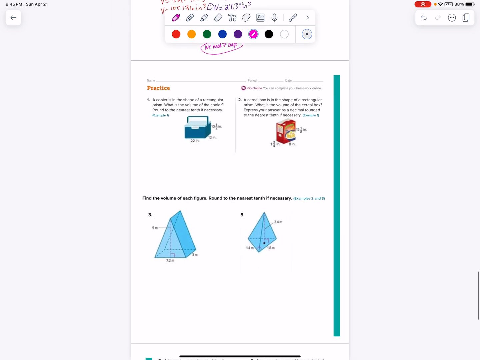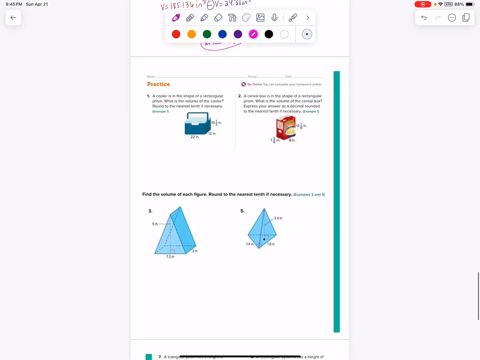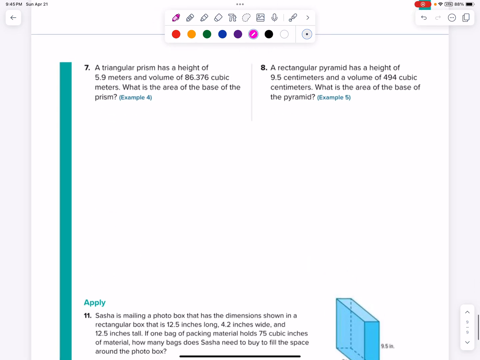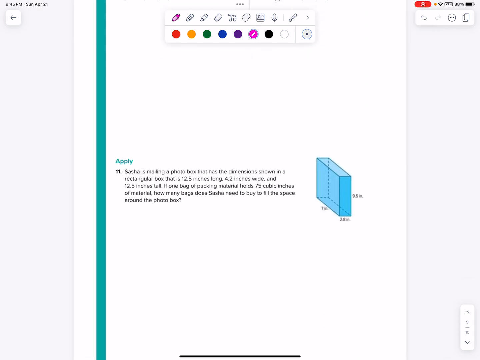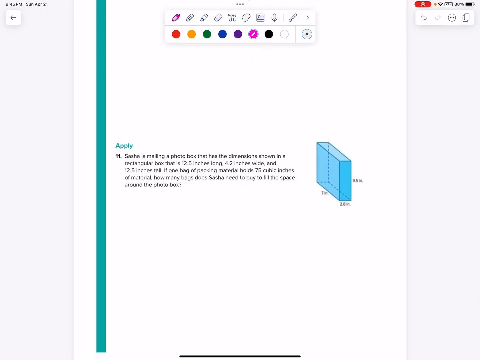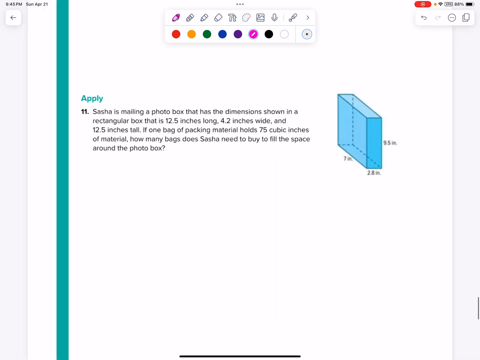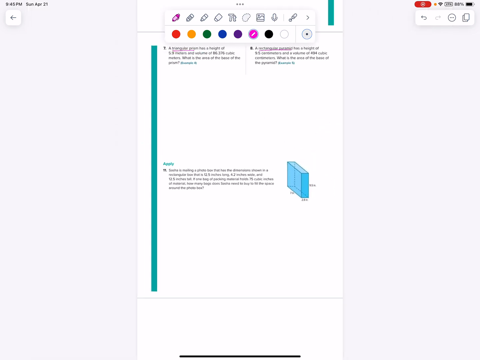All right, so here is your work. I sort of shrunk this down a little bit, so you just have 4 problems to practice here, and then 2 word problems. You're going to pay attention to what these are. We have a triangular prism and a rectangular pyramid. So you have to go back to those formulas to figure out what to do. And then one apply that is very similar to what we just did, where they're mailing a photo box that has the dimensions shown in a rectangular box. So in this one, we just have 2 rectangular boxes, and you do need to figure out the empty space and how many bags of packing material we need. So same as we just did in the notes.